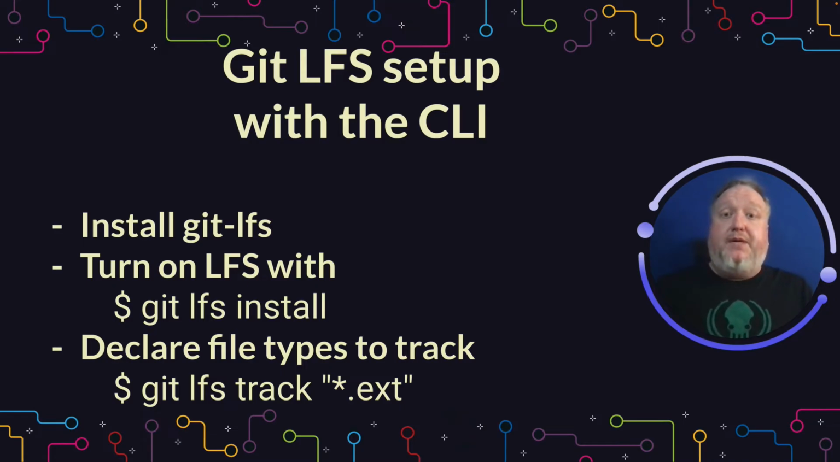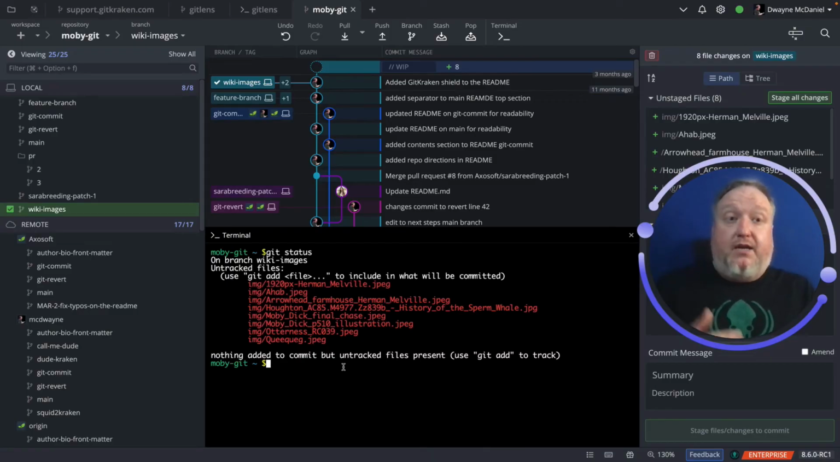Let's look at how to set up Git LFS first with a CLI, and then we'll look at using it with GitKraken Client. Here we are inside of GitKraken Client. I'm using the terminal panel inside of a repo tab. This would also work in a terminal tab or any terminal you want: the integrated terminal in VS Code, the terminal on your desktop, this will work wherever.